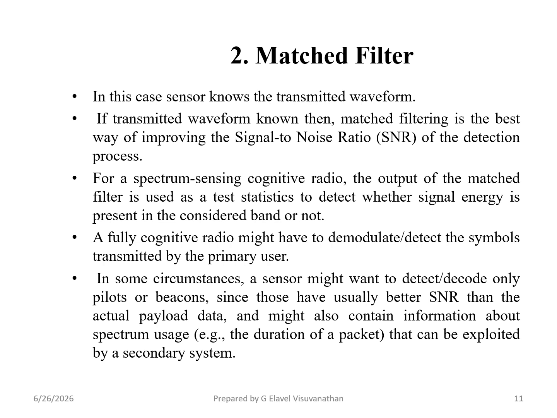Performance of a fully cognitive radio: it may have to demodulate or it should detect the symbol transmitted by the primary user. In some circumstances, a sensor might want to detect or decode only the pilot beacons, since those usually have better signal to noise ratio than the actual payload data and might also contain information about the spectrum usage that can be exploited by a secondary system.